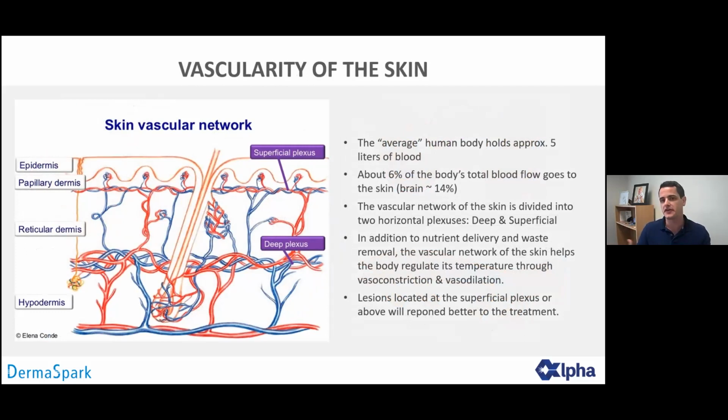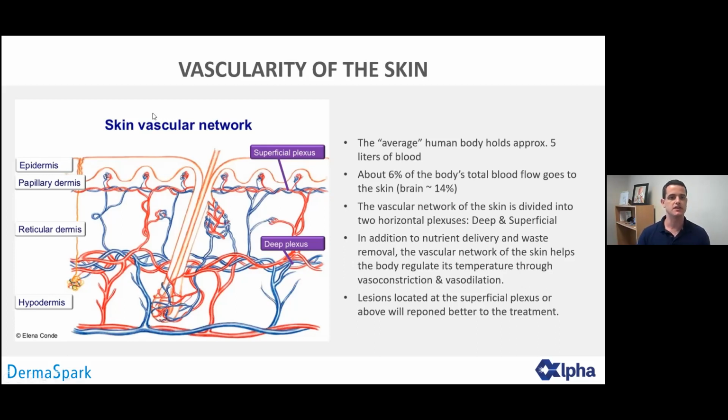So we begin with the fact that the average human body holds approximately 5 liters of blood, give or take, of course. About 6% of which flows to the skin at any given time. And just for comparison, the brain gets approximately 14% of the total body flow at any minute. We measure blood flow in milliliters per minute. So the skin gets approximately 300 milliliters of blood every minute circulating in the skin.